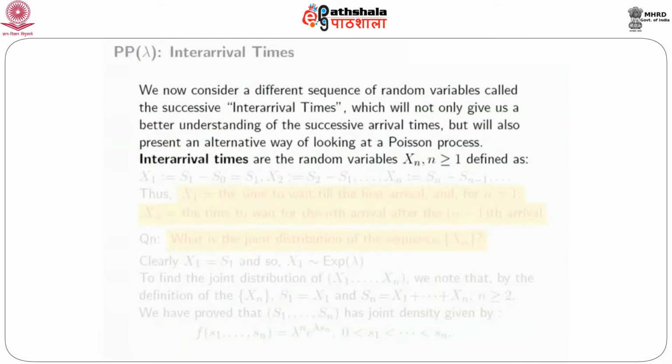But let's now consider a slightly different sequence of random variables, which are going to be extremely important, called the successive inter-arrival times, which will not only give us a better understanding of the successive arrival times, but will also present an alternative way of looking at the Poisson process, as we will see later. So let me first define what the inter-arrival times are. They are random variables Xn, again a sequence Xn for n greater than or equal to 1, defined like this: X1 is S1 minus S0, which of course is S1 because S0 is taken to be 0. X2 is S2 minus S1, and so on. Xn is Sn minus S(n-1).